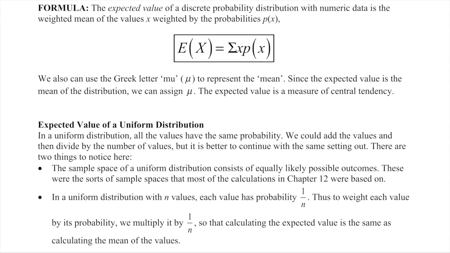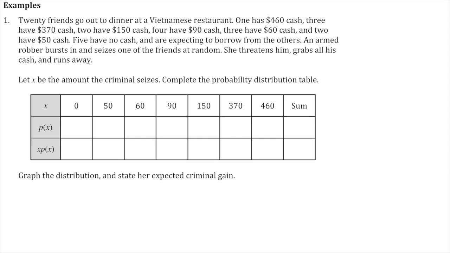Now, the expected value of a uniform distribution. In a uniform distribution, all the values have the same probability. So that might be something like rolling a die. You've got the same probability of getting a 1 compared to a 2 compared to a 3. They're all 1/6 for each of the numbers on a die. So we'll deal with the expected value of a uniform distribution in one of the examples in a moment. So let's look at our examples now.